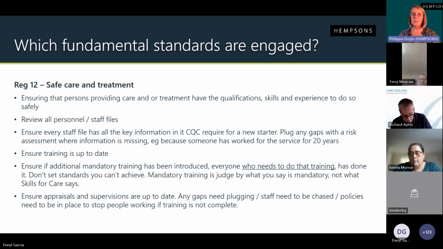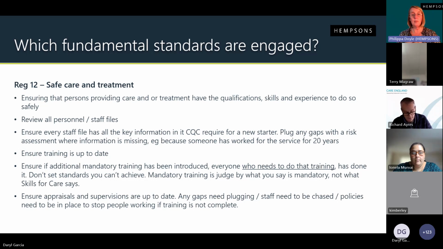The same goes for appraisals and supervisions. Whatever standards you set, make sure that you deliver against those. Make sure you've got a policy that if staff are falling behind on that mandatory training, you maybe give them one or two chances, but then they can't come on shift.